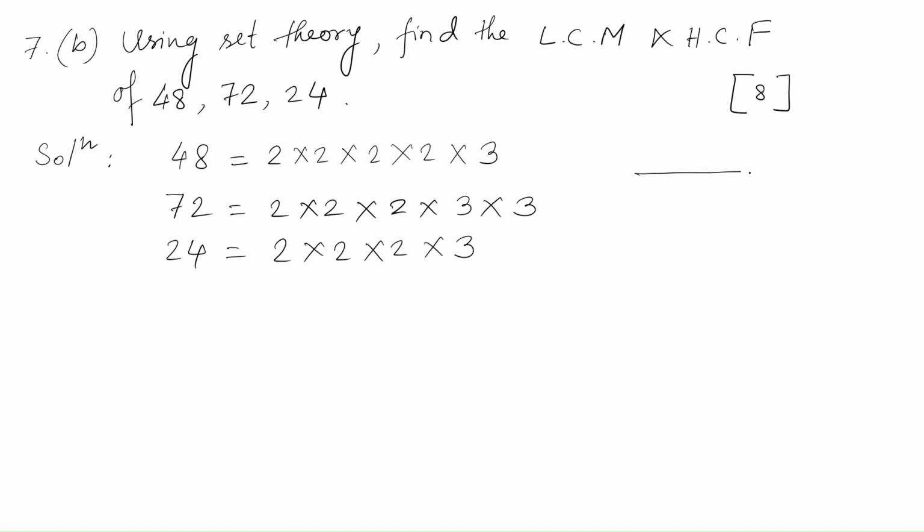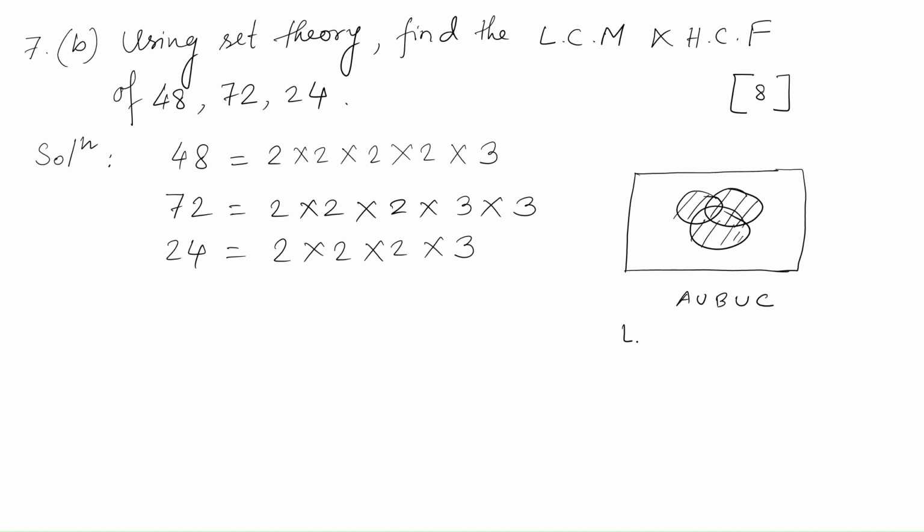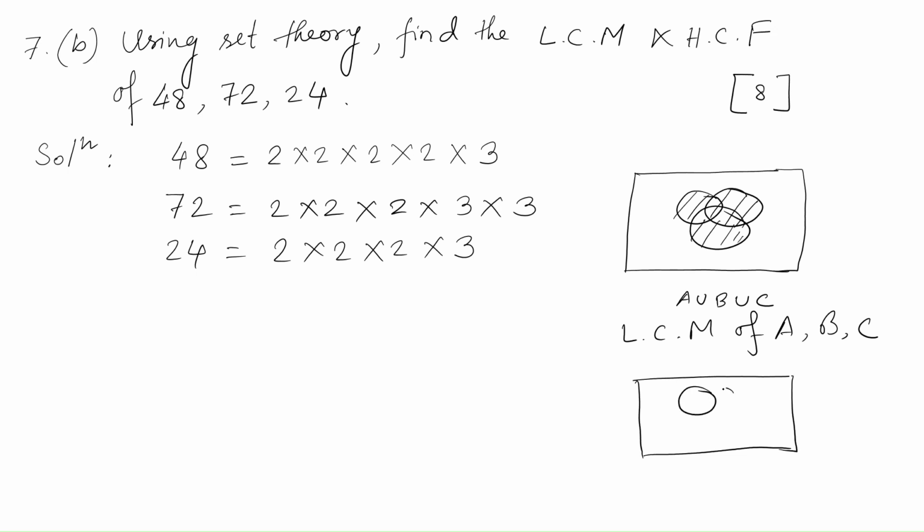Now if we draw the Venn diagram, set A, set B, set C. This is A union B union C, which is actually the LCM of A, B, C. Set A, set B, set C. This part is A intersection B intersection C, which is the HCF of A, B, C.